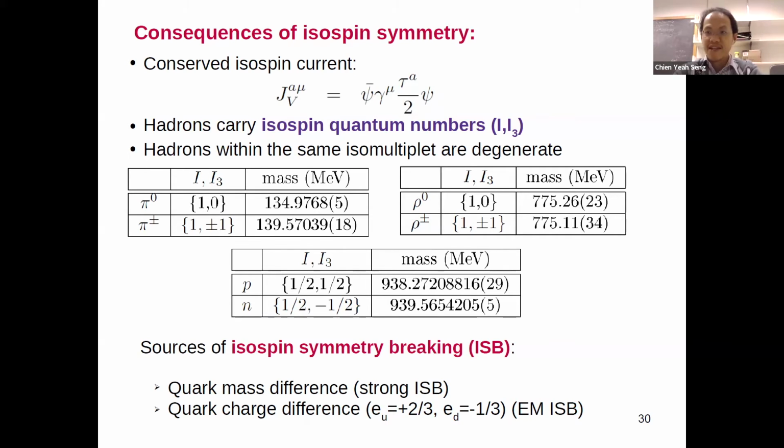So we keep saying that isospin is not an exact symmetry. So there must be sources that break the isospin symmetry. There are two major sources. One is the quark mass difference. So this is a strong isospin breaking. And then there's a quark charge difference, because the up quark and down quark couple to the photon differently. The charge of the up quark is 2/3, the charge of the down quark is minus 1/3. So this is electromagnetic isospin breaking.